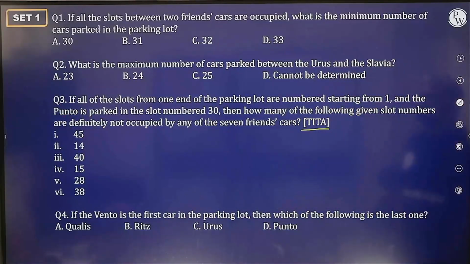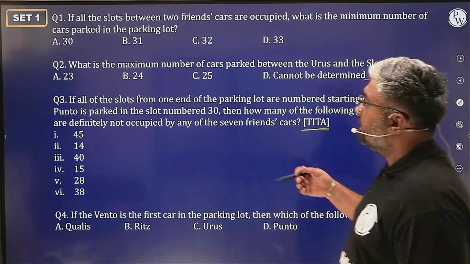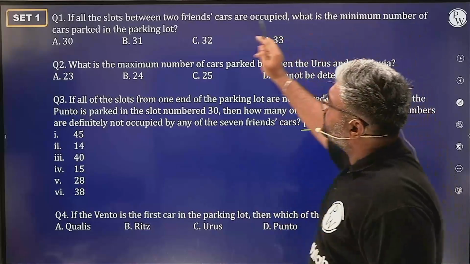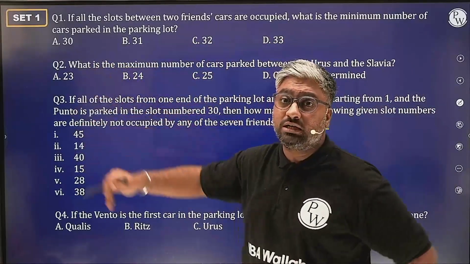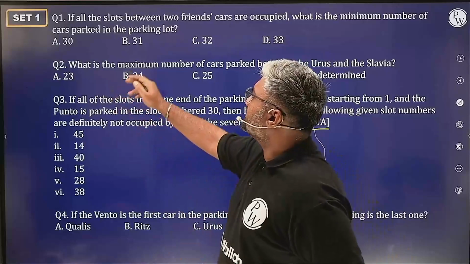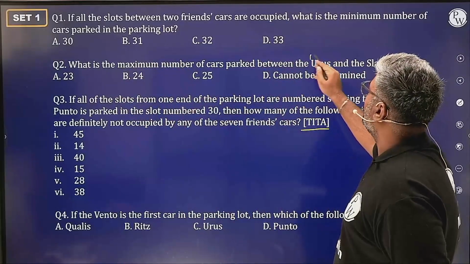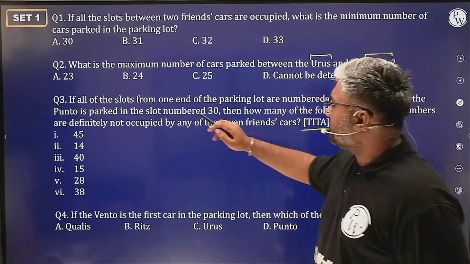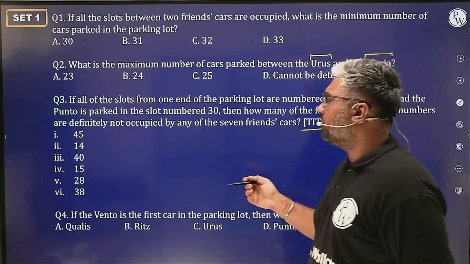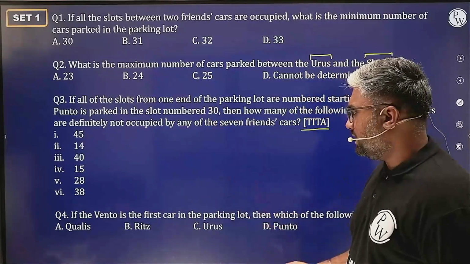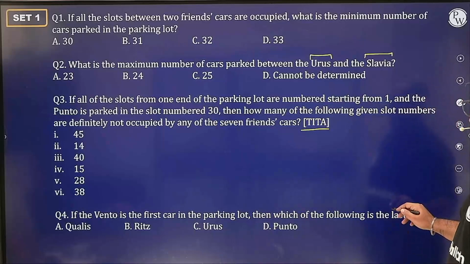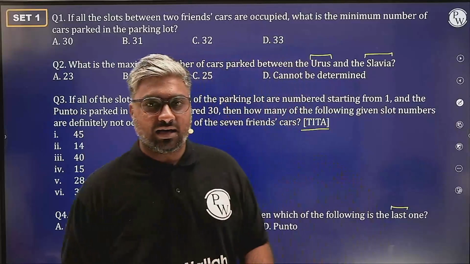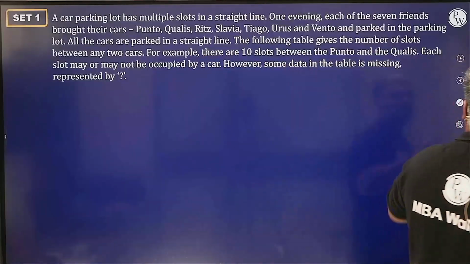What is this whole set about? We have to make the arrangement and then answer the question. Why? Because they're asking what is the minimum number of cars in the parking lot, for which we'll need to know which car stands where. Question 2 is asking about the maximum number of cars parked between 2 of the cars. Again, for this we'll need the arrangement. Question number 3, somewhat similar. They're asking for the slot number that's there. And question number 4 again is asking for the last car in the arrangement. So ultimately we'll have to make the arrangement and then answer these 4 questions. Let's get this thing started.